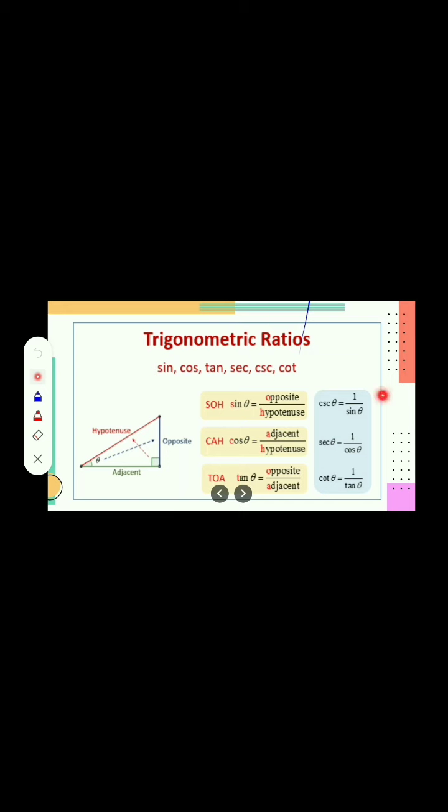So, ito naman yung inverse. Itong cosecant theta, secant theta, and cotangent theta. So, ang inverse nila is kunin lang natin yung reciprocal ng bawat ratio at yun na yung inverse ng sine, cosine, and tangent. So, ang inverse ng sine is ito. Inverse nila.